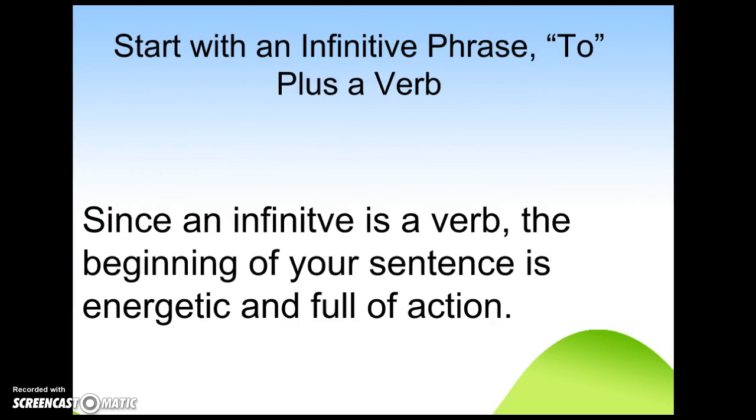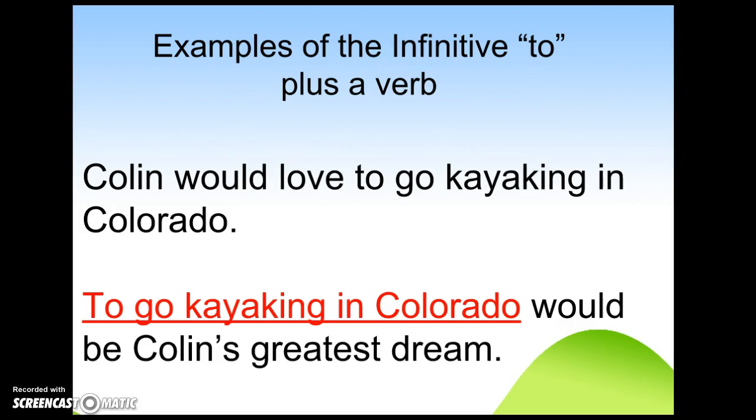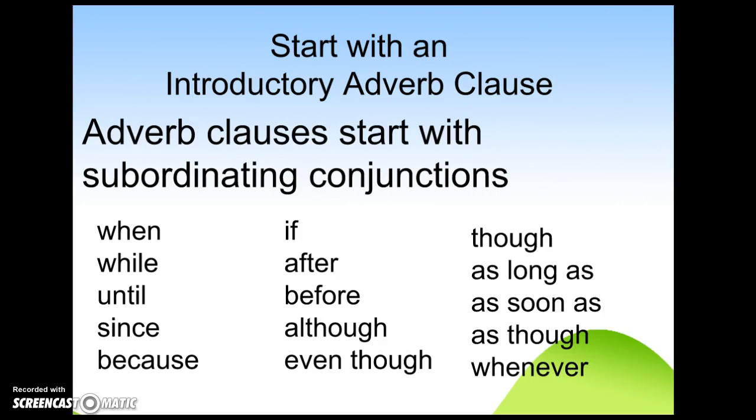You can start with the infinitive phrase, to and then add a verb. Since an infinitive is a verb, the beginning of your sentence is energetic and full of action. So here's some examples of how to do that. You have the traditional sentence, Colin would love to go kayaking in Colorado. You put to first, then the verb. To go kayaking in Colorado would be Colin's greatest dream. So to first, and then there's your verb, to add the action again at the beginning of your sentence.